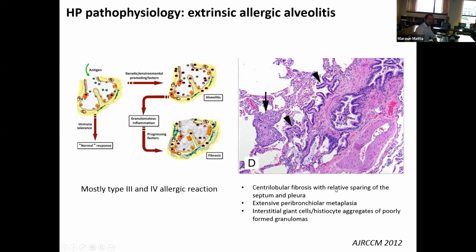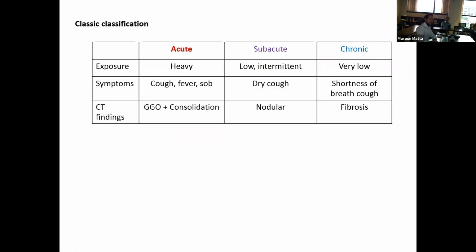So what we're looking at is bronchiolar fibrosis, relatively sparse in the pleura and distal parts. There is bronchiolar metaplasia, like this is around the bronchi, so we're going to have that change in the normal cells that are in there. These are the granulomatous giant cells, and they're usually poorly formed granulomas, different than sarcoid's nicely formed granulomas. So this is how the pathology is different than what we mentioned in IPF.